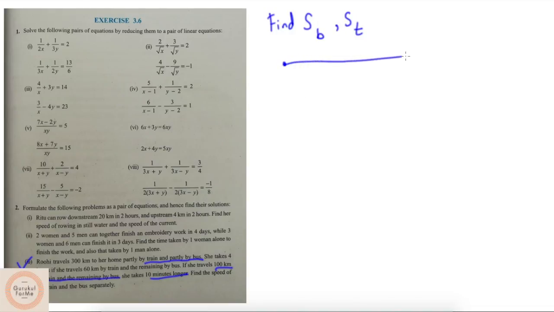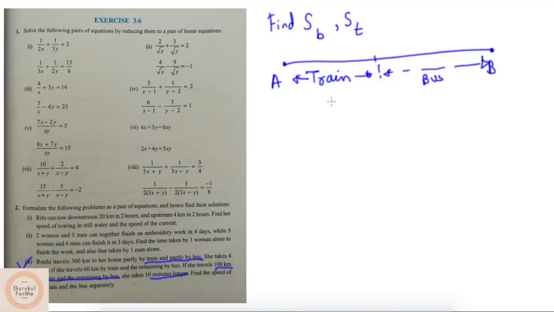Let's draw it and check what she is doing. She travels from her home to her home. So from A to B, if B is her home, she travels partly by train and partly by bus. So we'll assume she'll travel by train, and then we don't know exactly the way she travels first, but let's just put something here which helps us, and partly by bus. Okay. She takes 4 hours.